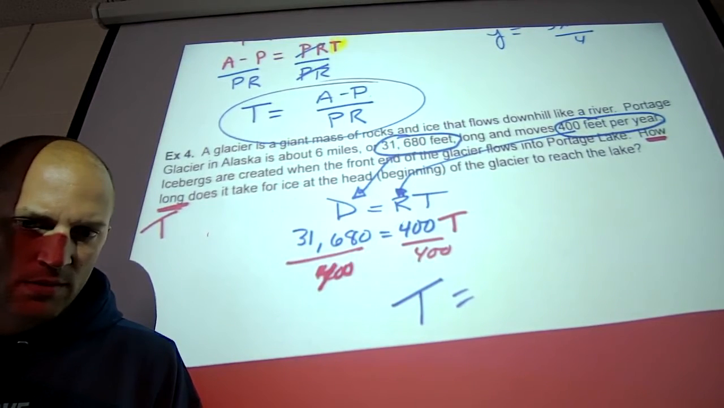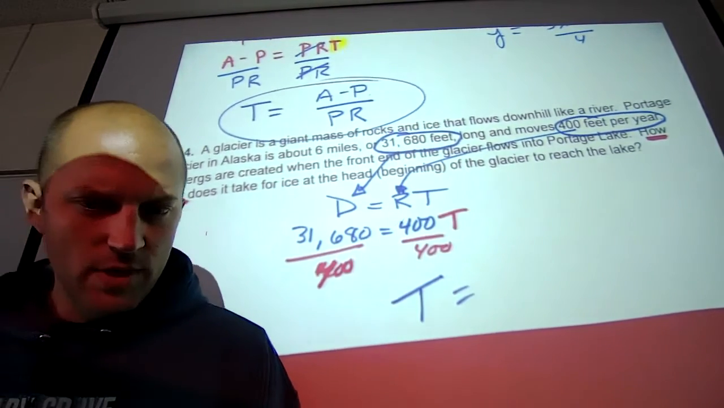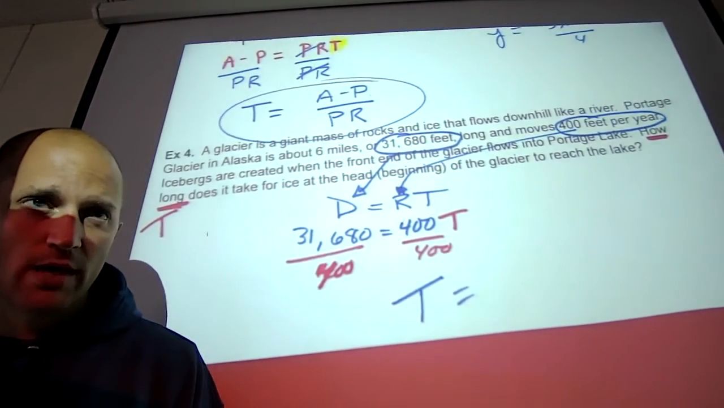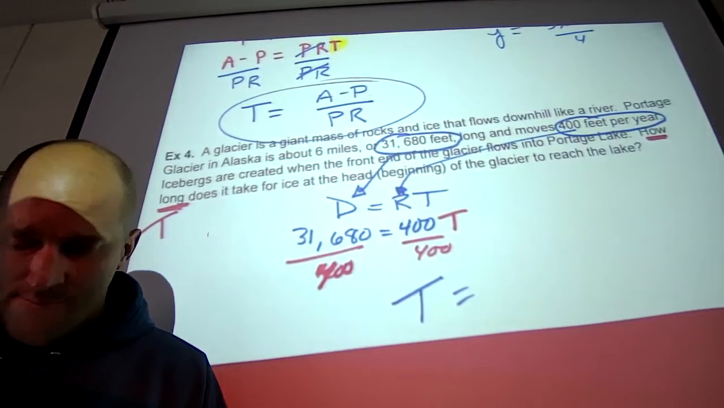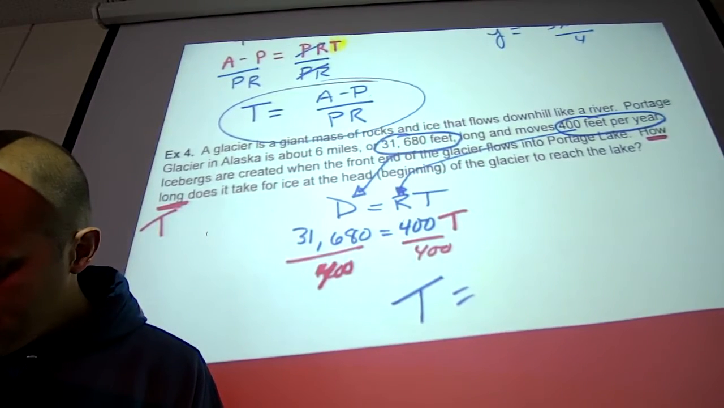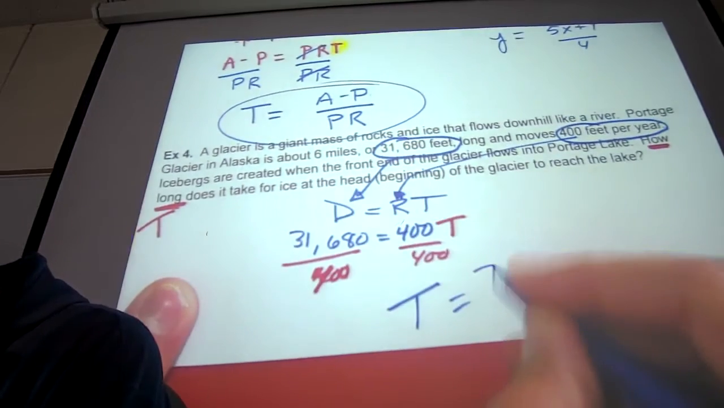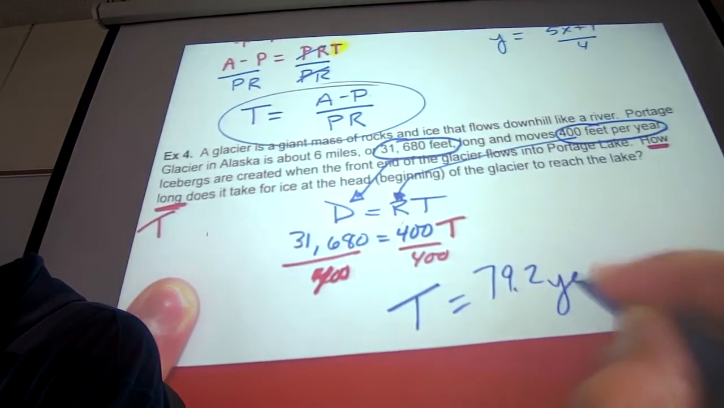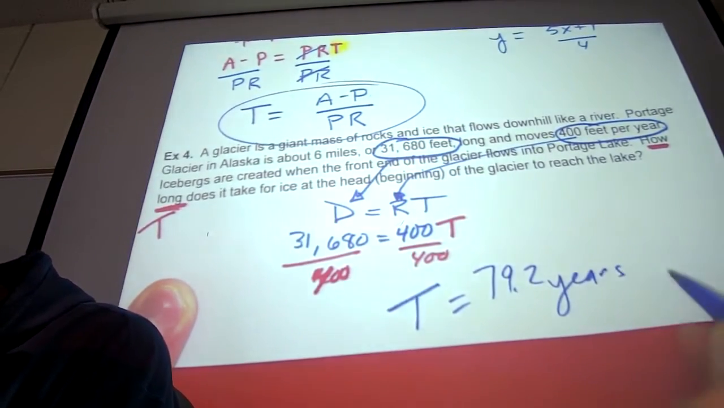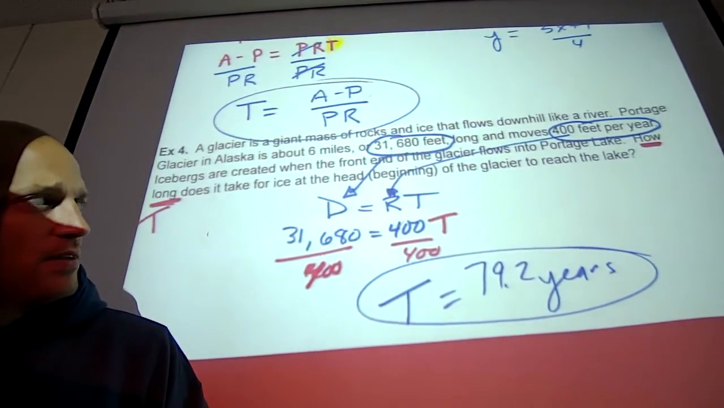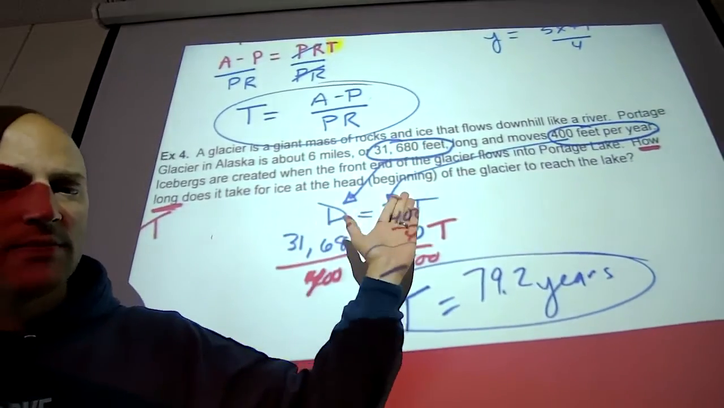Mariana, you got it. Greg, you got it. What do you got? What's 31,680 divided by 400? 79.2, and that is in years because it's 400 feet per year. Perfect. So we got distance equals rate times time.